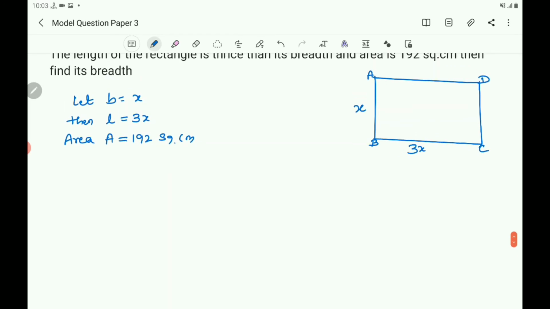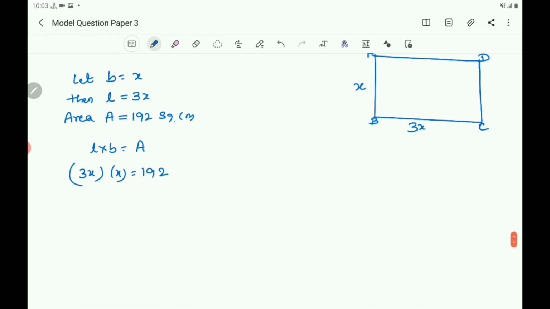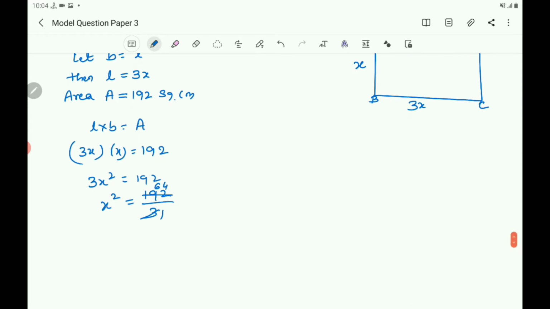Now you write the formula for the area. You know that area is equal to length into breadth. So L into B is equal to A. L you write 3x and B x, equals area 192. So you got that 3x square equals 192. Then x square equals 192 by 3. That is 3 ones are 3, 6 is 18, 1 is remaining, 12 means 3 fours are 12. So you got that x square equals 64.